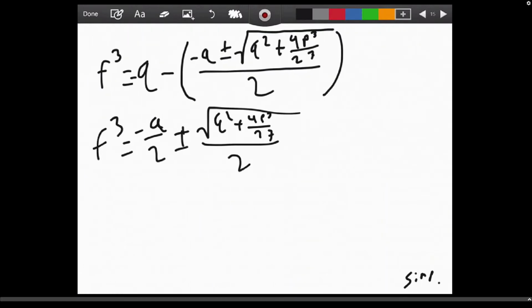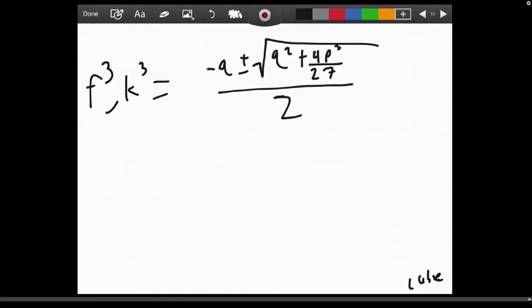So now we have f cubed and k cubed equaling these two things. On the next page, f cubed and k cubed both equal this, where they are different because of these two signs. So if f cubed would have the plus sign, k cubed would necessarily have the minus sign. And we're just going to get rid of these cubes here by cube rooting both sides, and that gives us f and k equals this mess.